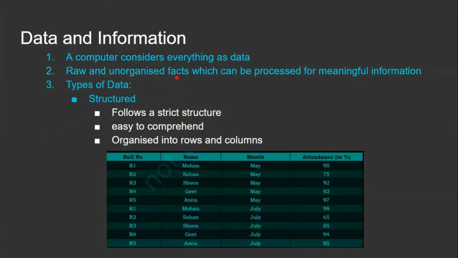Now we're going to cover the different types of data which can be processed. The first type is structured, and it follows a strict structure. It's easy to comprehend, and it's organized into rows and columns. So when you organize data in a form readable to anyone, it's called structured data. As you can see in this table below, you'll also find this in your NCERT. This is an attendance list of different students in some class, with roll numbers, names, months, and attendance. It's very easy to read, and you can easily comprehend what this table contains. Now let's look at the other types of data.